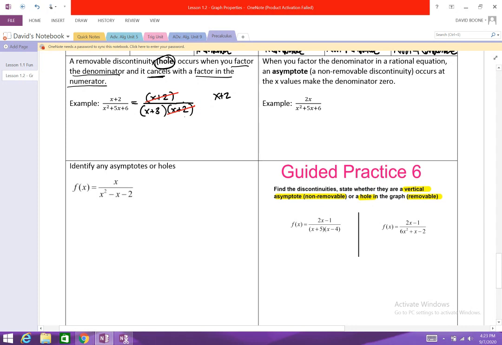So I've got a hole. Well, where's that hole at? If I set that canceled factor equal to 0 and solve, x equals negative 2 is where there is a hole.